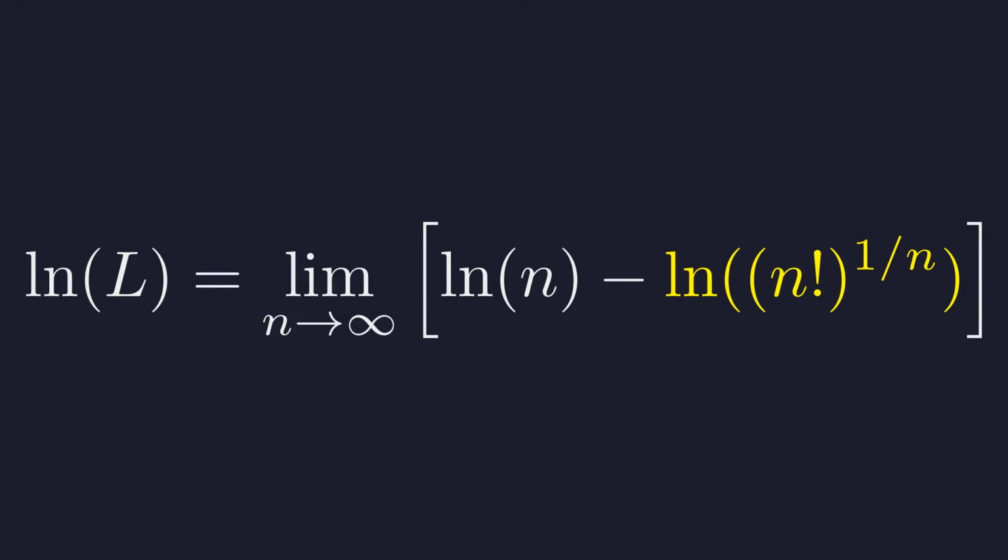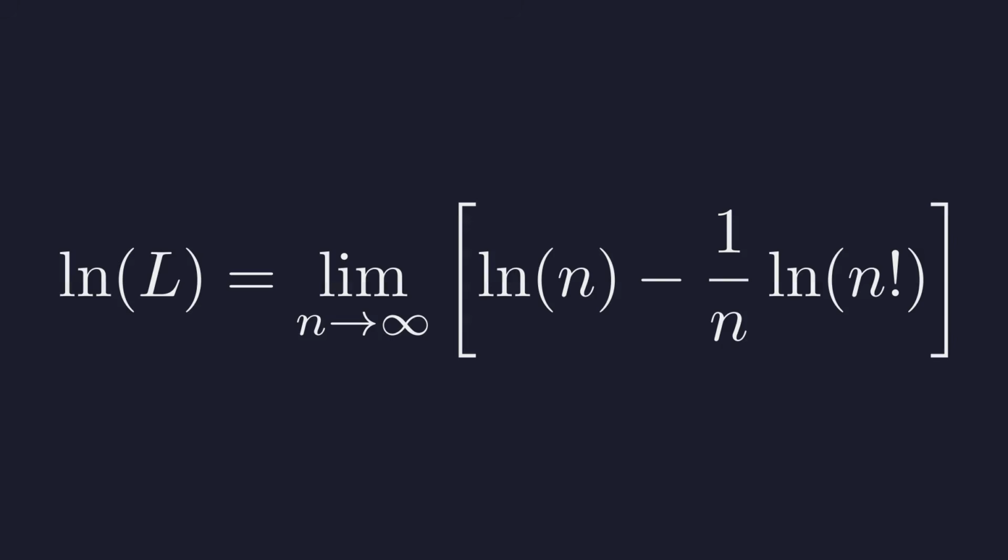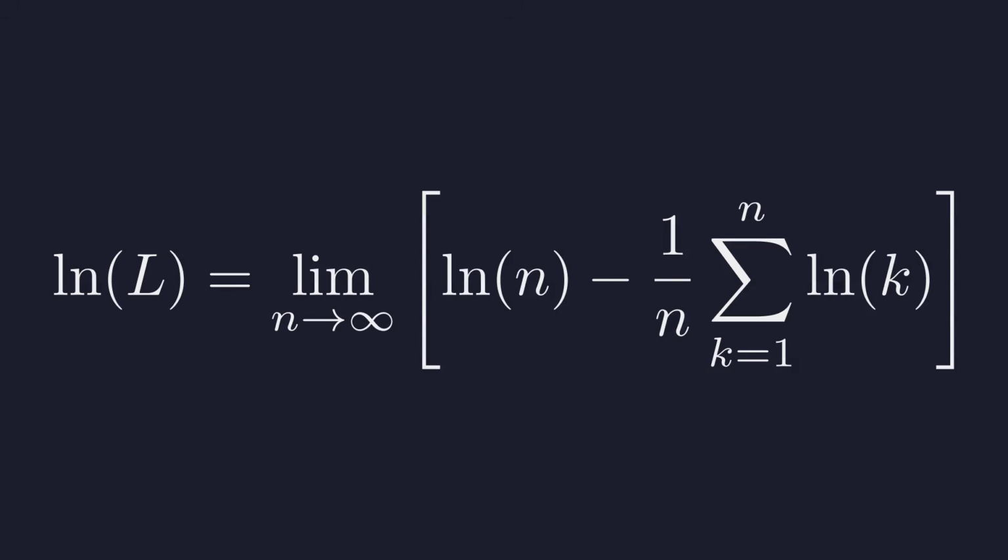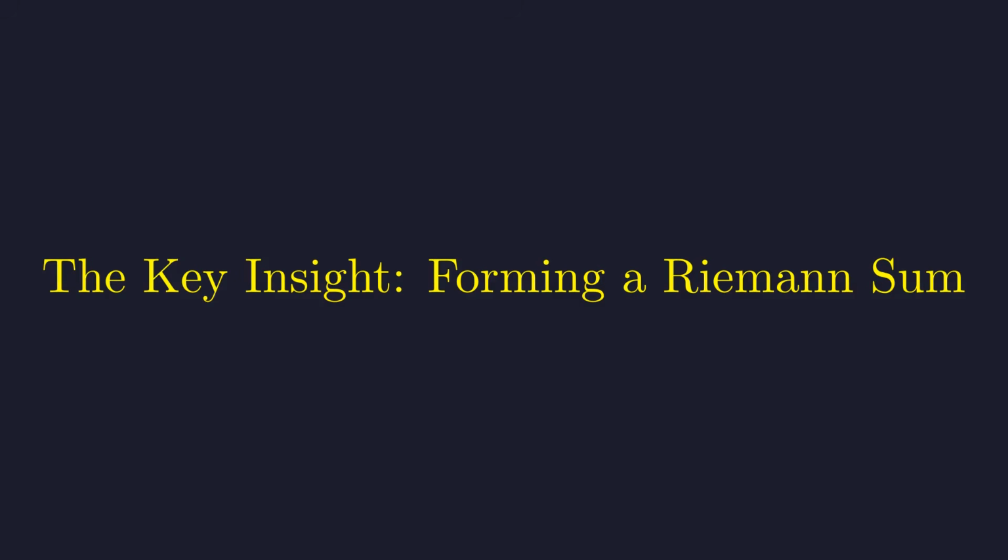The power rule lets the 1 over n come out in front. Now it's natural log of n minus 1 over n times natural log of n factorial. Natural log of n factorial is a sum of logs of k for k from 1 to n. So it becomes an average, 1 over n, times the sum of natural log of k from 1 to n. This structure, a sum divided by n, hints at a Riemann sum that leads to an integral.